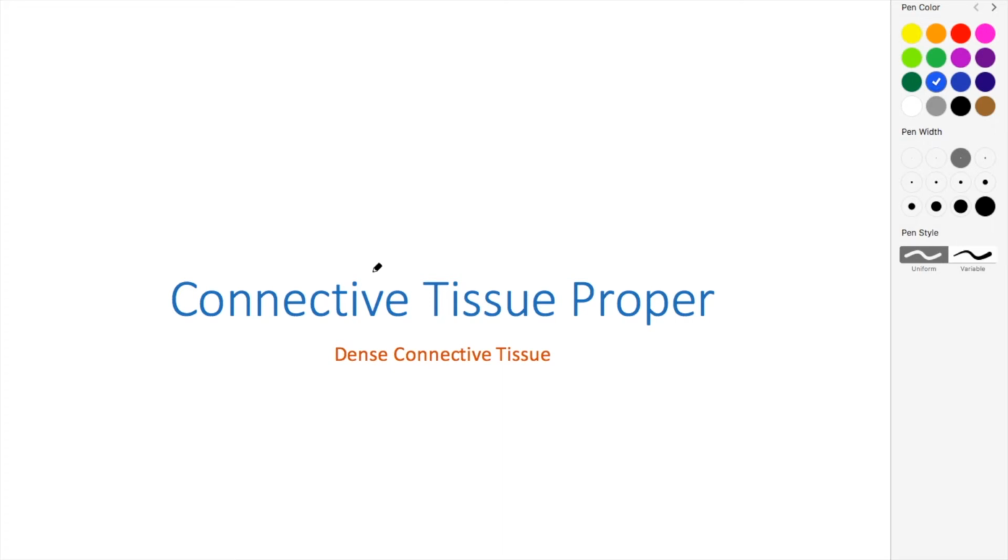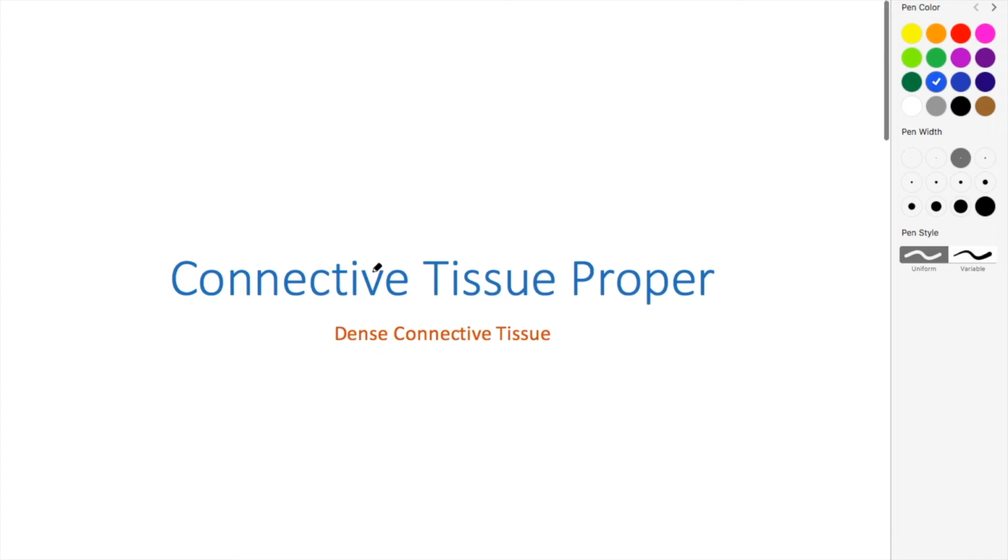We're gonna focus on three parts. Dense connective tissue is divided into three parts. Those are dense regular connective tissue, dense irregular connective tissue, and elastic tissue. So we're going to talk about those. Let's dive into today's topic. Okay, so let's go forward.